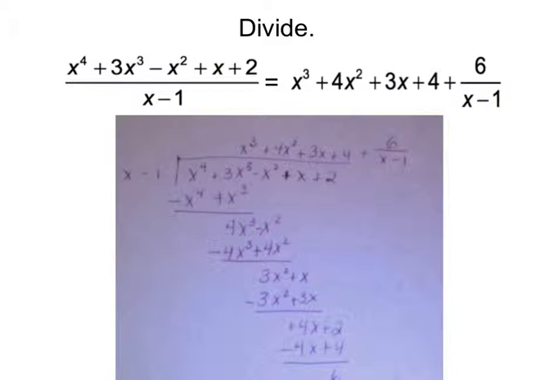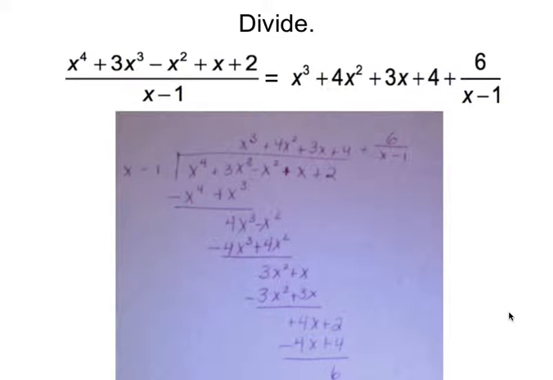Well, here is the answer. Unfortunately, not all of it's showing. Let's see if I can get it to show. There we go. So when you're dividing, you ask yourself, what times x is x to the fourth? In this case, it's x to the third. Write the x to the third up top.